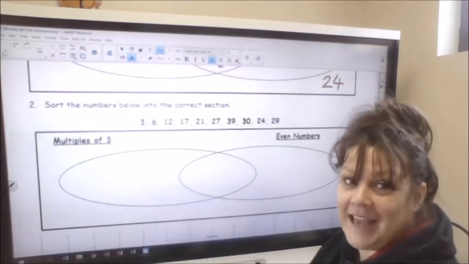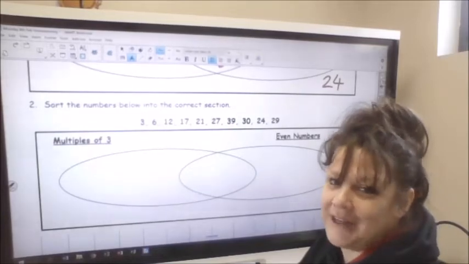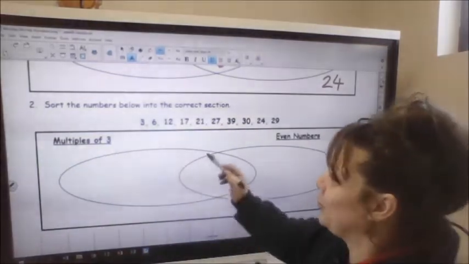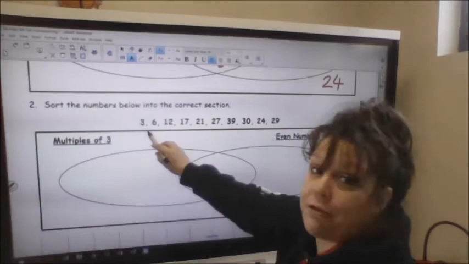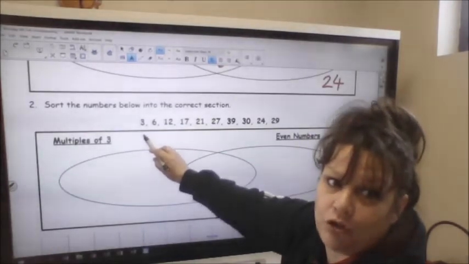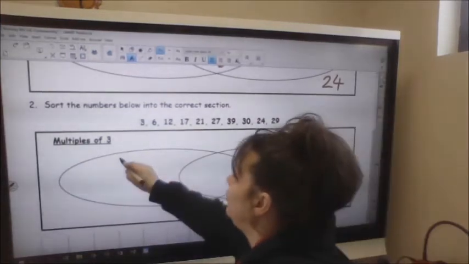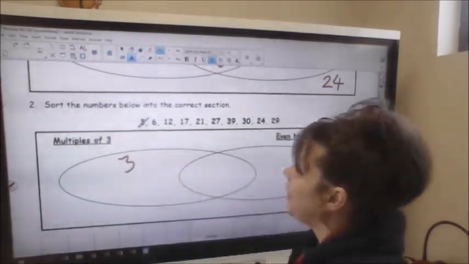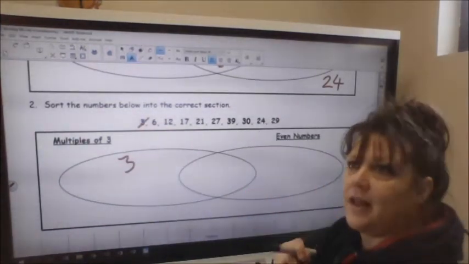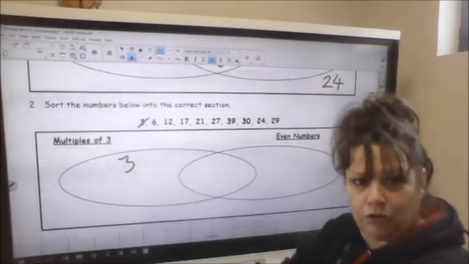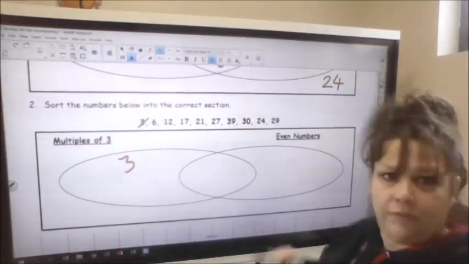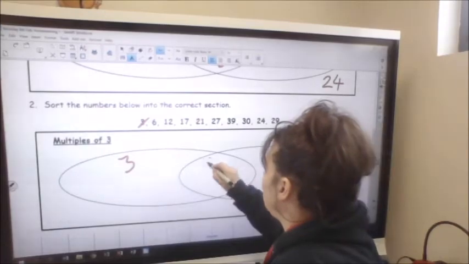Right, year 6, let's see how you got on. So, multiple of 3. Well, 3 appears in the 3 times table. 1 times 3 is 3. Is it an even number? No. So it goes over here. Got that one. Okay, 6. That appears in the 3 times table. 2 times 3 is 6. It's an even number as well. So 6 is going to go in here.